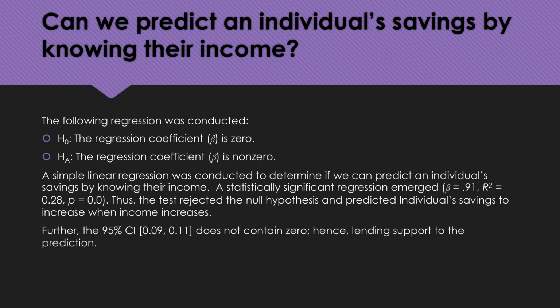A statistically significant regression emerged. Beta equals 0.91, R squared equals 0.28, and P equals 0, therefore less than alpha. Because of this, the test rejected the null hypothesis and predicted that individual savings increase when income increases. Furthermore, you can look and see that 0 does not fall within the 95 percent confidence interval, lending support to our prediction.